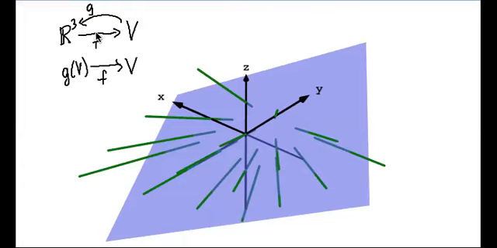Let's talk about a way that we can picture a right inverse of a linear transformation. Suppose that we have a linear transformation map F from R3 to some vector space V. And suppose that it's surjective. Now, if it's surjective, that means it has a right inverse.